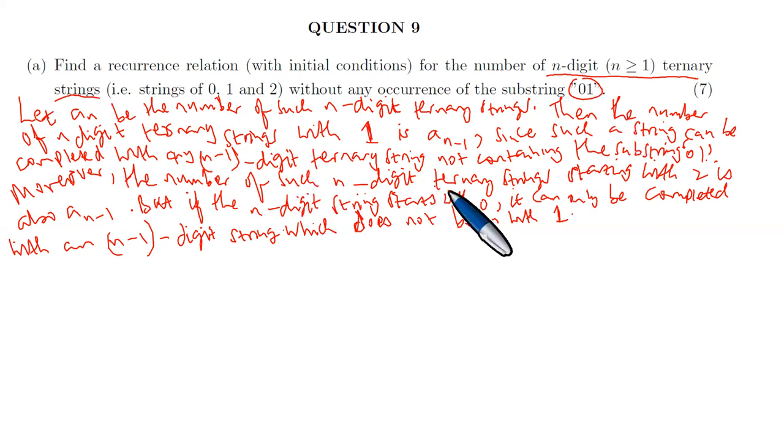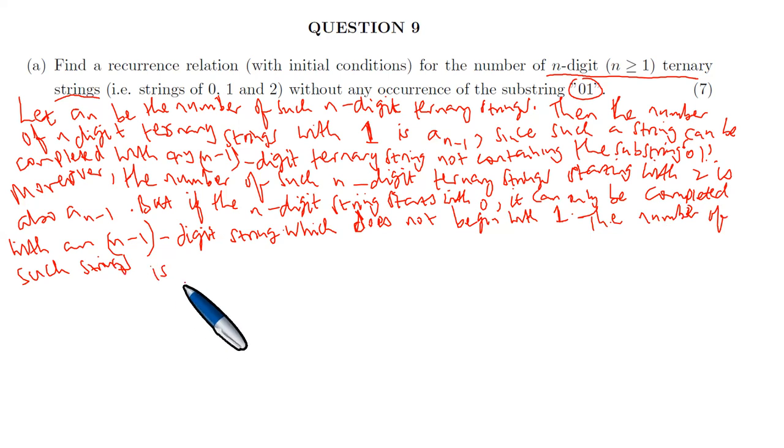What is the number of such strings? Right, the number of such strings is a(n minus one) minus a(n minus two). Okay, we're going to analyze all these to make you understand the sentences here and the claims that are made in this.